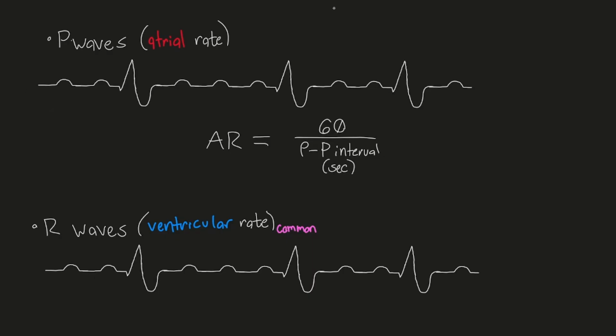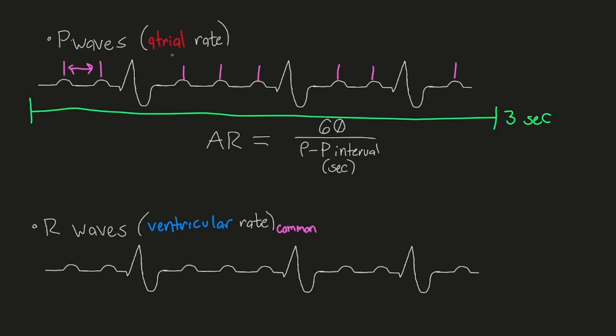So let's just say this EKG here. As we can see here, these are very short P to P wave intervals. Now if we just ignore the P to P wave interval and go solely off of waves, in these 3 seconds we can count 1, 2, 3, 4, 5, 6, 7, 8. There's 8 P waves in these 3 seconds.